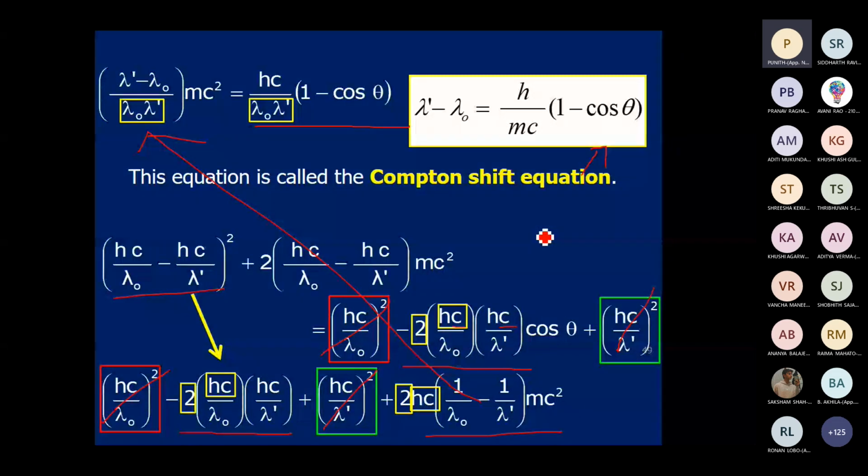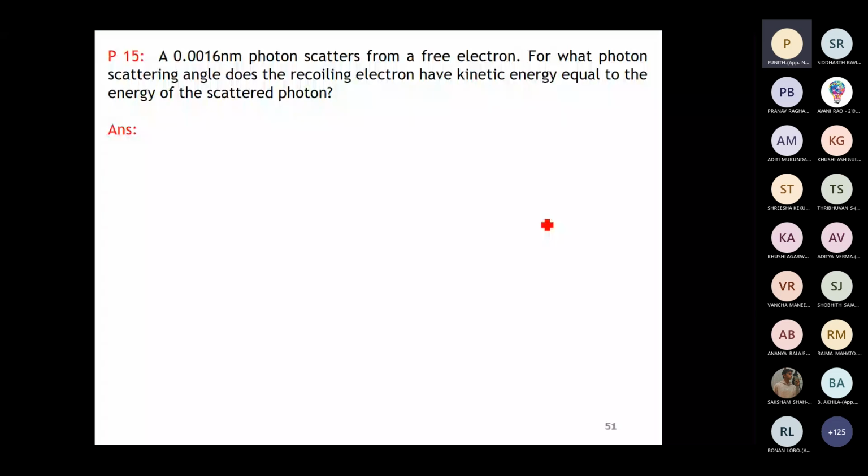So solve this problem. You have a photon of wavelength 0.0016 nanometer which scatters from a free electron. For what photon angle does the recoiling electron have kinetic energy equal to that of the scattered photon? So you need to determine theta.